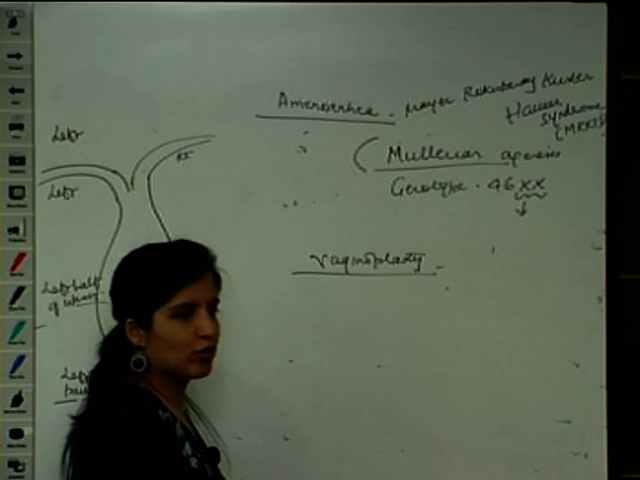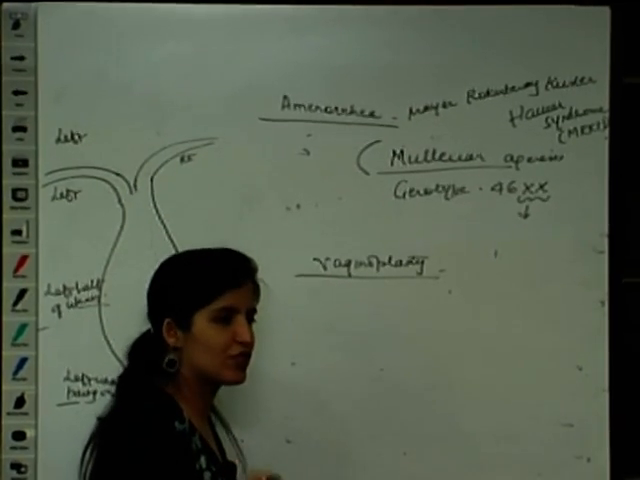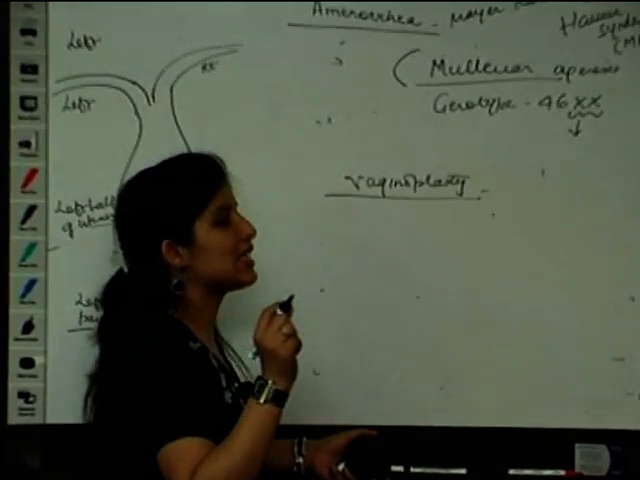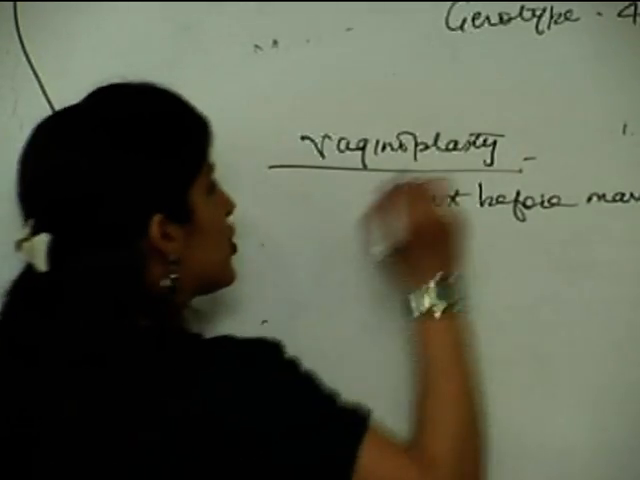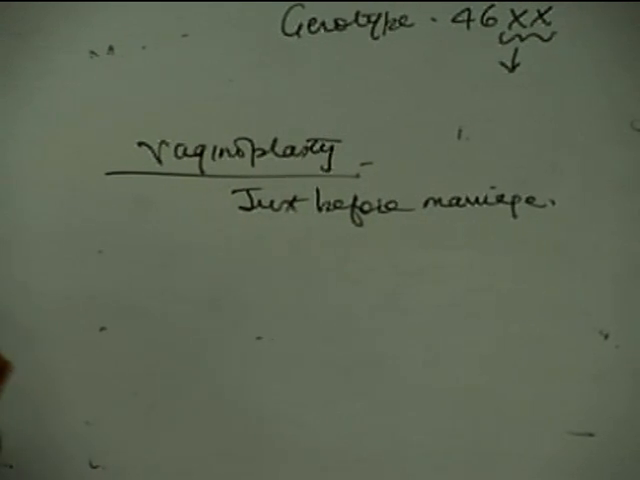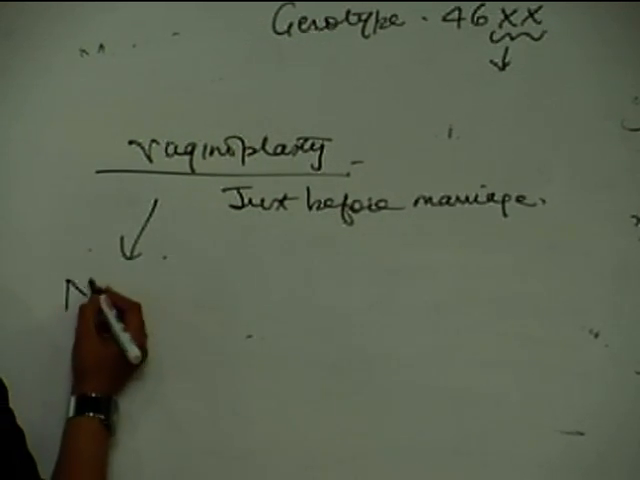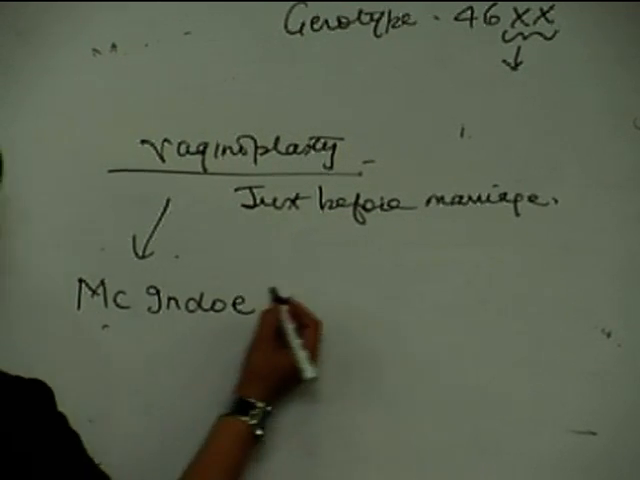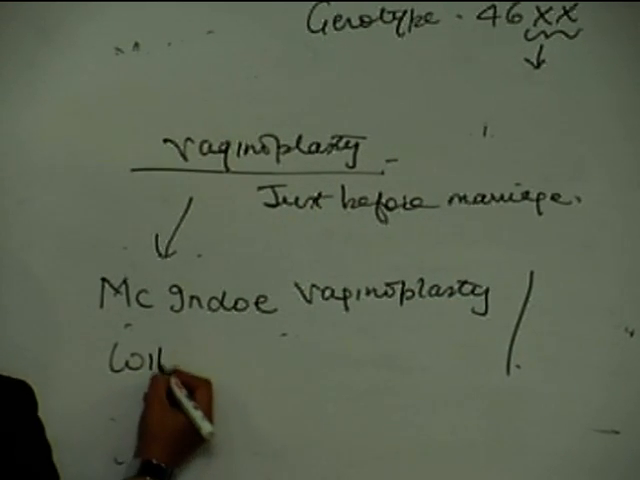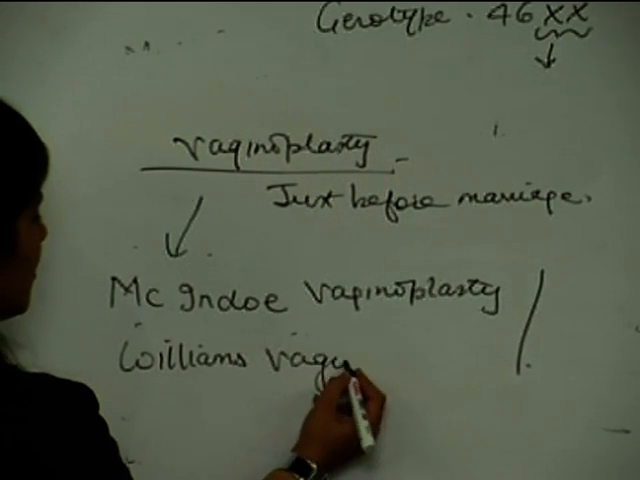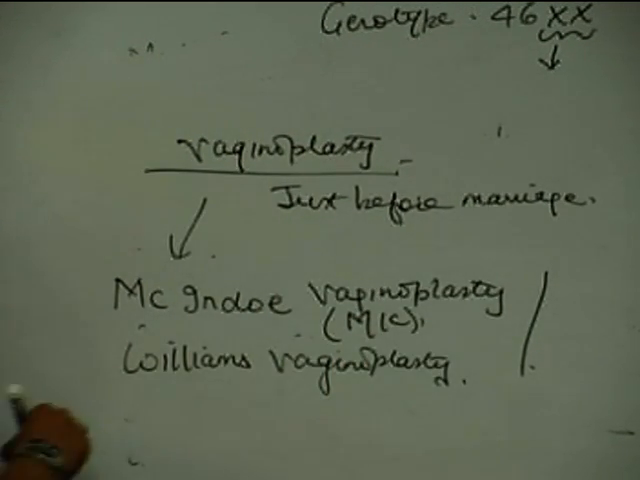Questions which are asked on vaginoplasty. The most common question is what is the time at which you should do a vaginoplasty? The time for doing vaginoplasty is just before marriage. It should not be done at puberty. It should be done just before the girl is getting married. And the technique of doing vaginoplasty is called Mecken-Dewey technique, that is Mecken-Dewey vaginoplasty, which is the more common one. Or you can do vaginoplasty by a second technique called Williams vaginoplasty, but that is not that common. The more common and the better technique is Mecken-Dewey vaginoplasty.